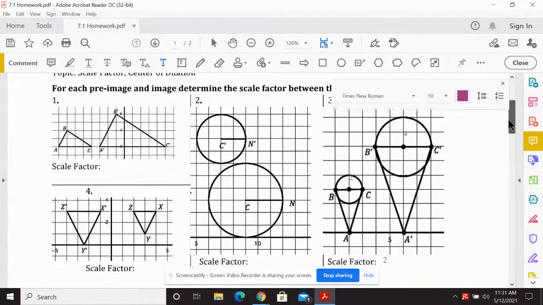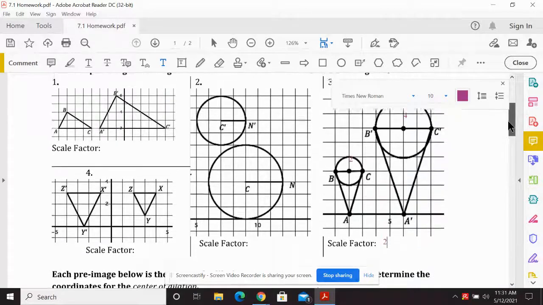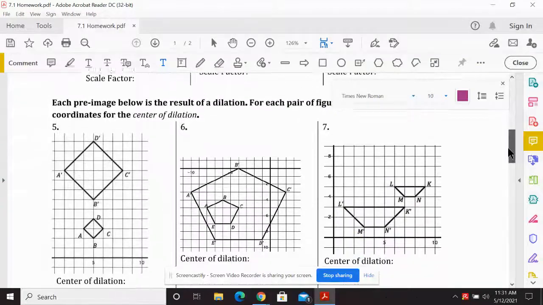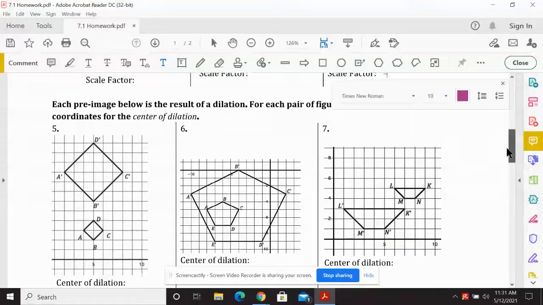So that's what you're doing for 1, 2, 3, and 4. I would compare side AC to side A prime C prime. That's the easiest comparison to make for these triangles. You could compare the other sides, but they're diagonal, so why not just compare the horizontal one? All right. Then for 5, 6, and 7, you're finding the center of dilation.